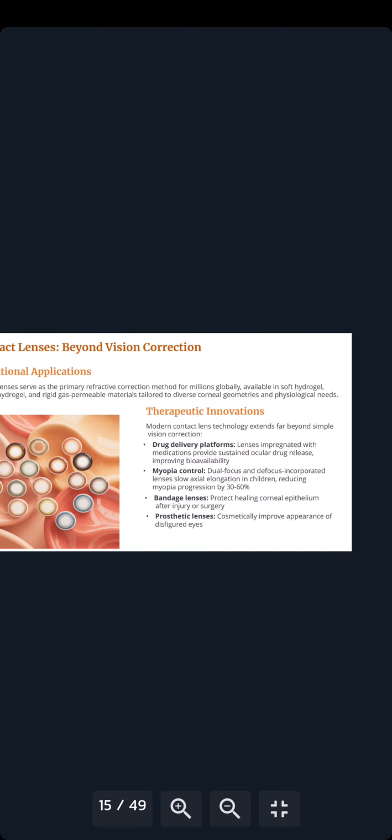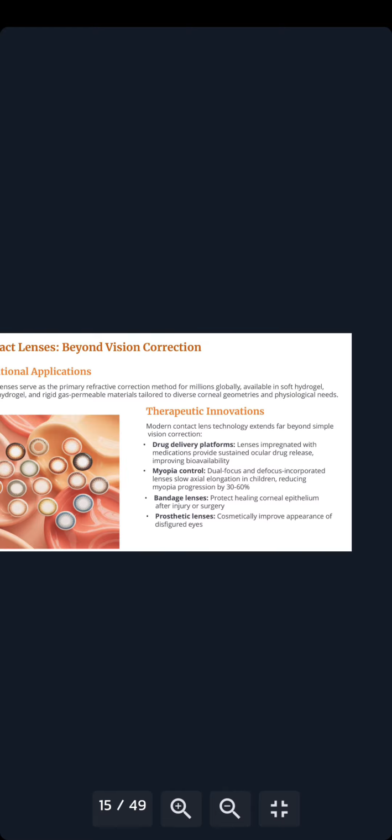For the child with laziness of the eyes, you use this for elongation of the eyes. If you use these lenses for the child, you may control the progression by 30 to 60%, and it's a high amount actually. So myopia control could be a very good matter that can be covered by lenses.